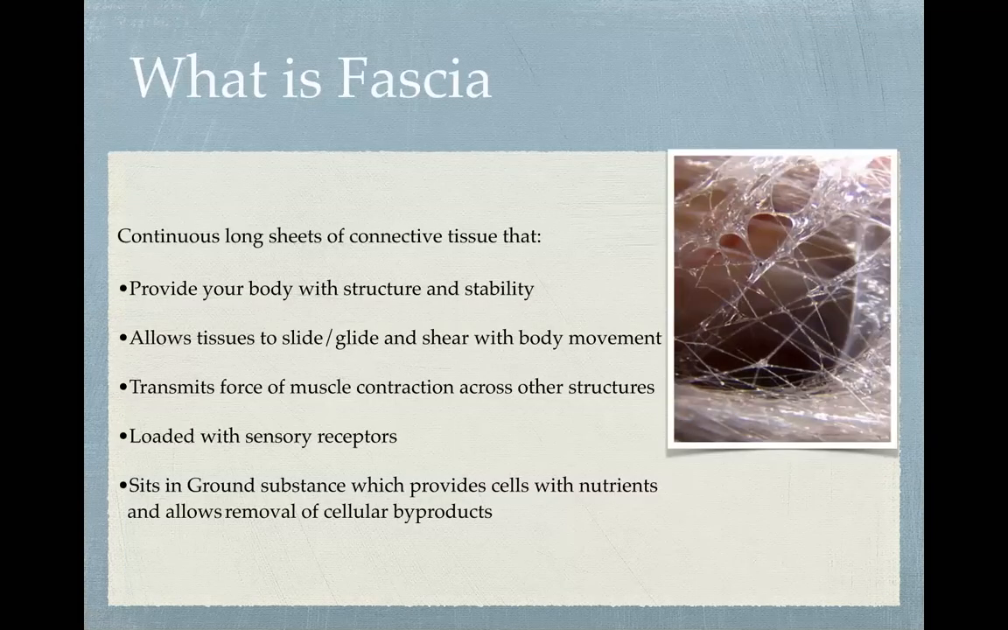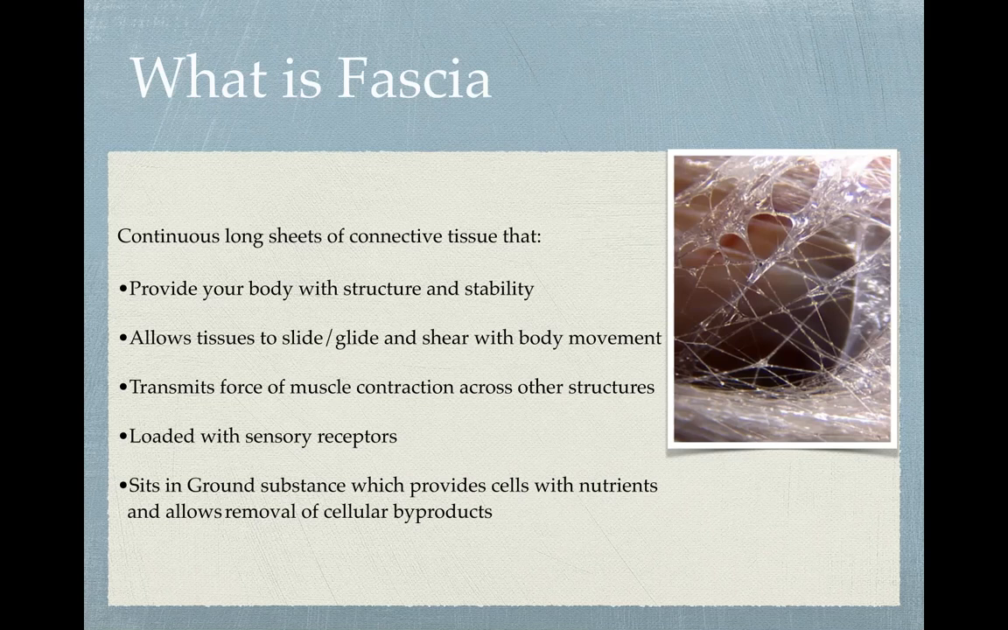Okay, fascia is basically all of your connective tissue. There are several different definitions. We're not going to go into the real specific stuff. This is going to be very basic. It is long, continuous sheets of connective tissue that provide your body with structure and stability. Allows your tissues to slide and glide and shear with body movement. It transmits force of muscle contractions across other structures. It's loaded with sensory receptors, and it sits in a ground substance, which provides your cells with all the nutrients, and it allows removal of cellular byproducts.